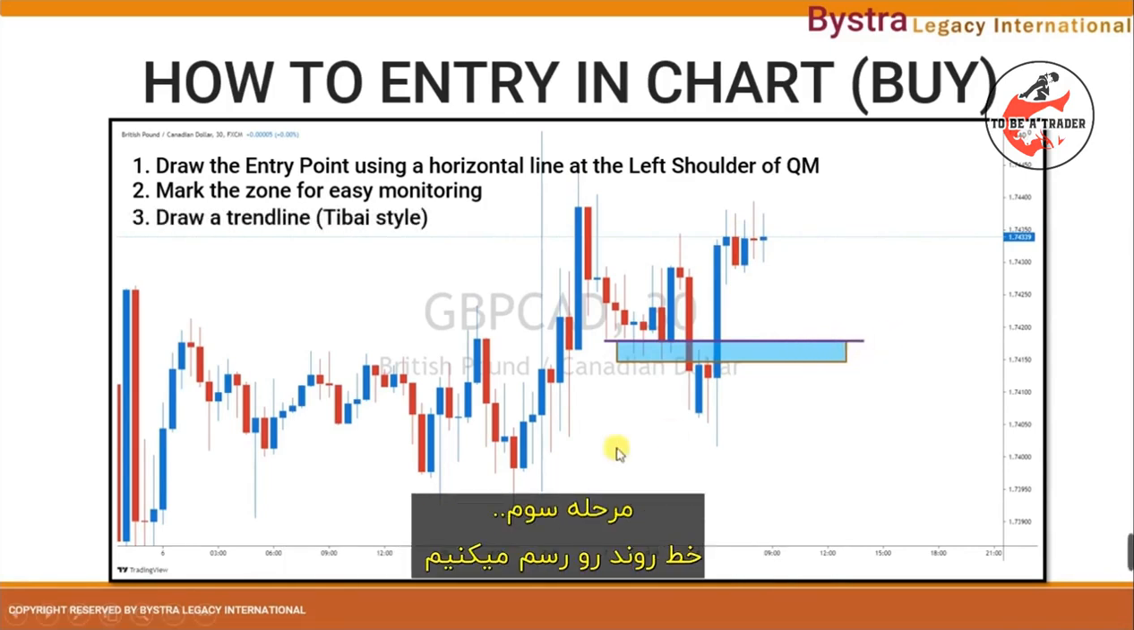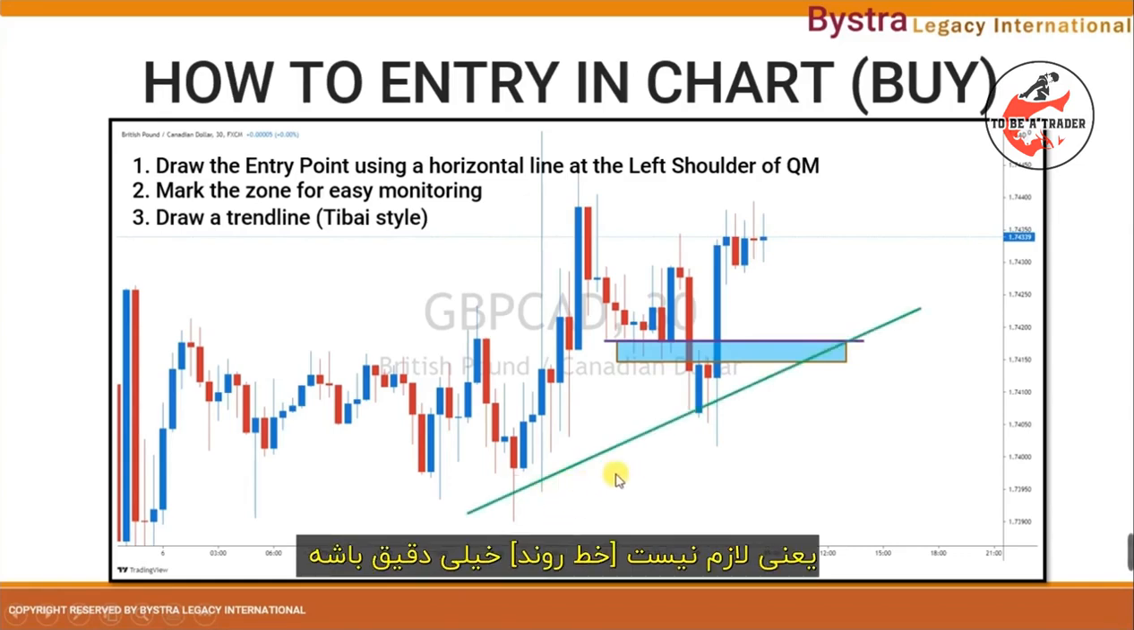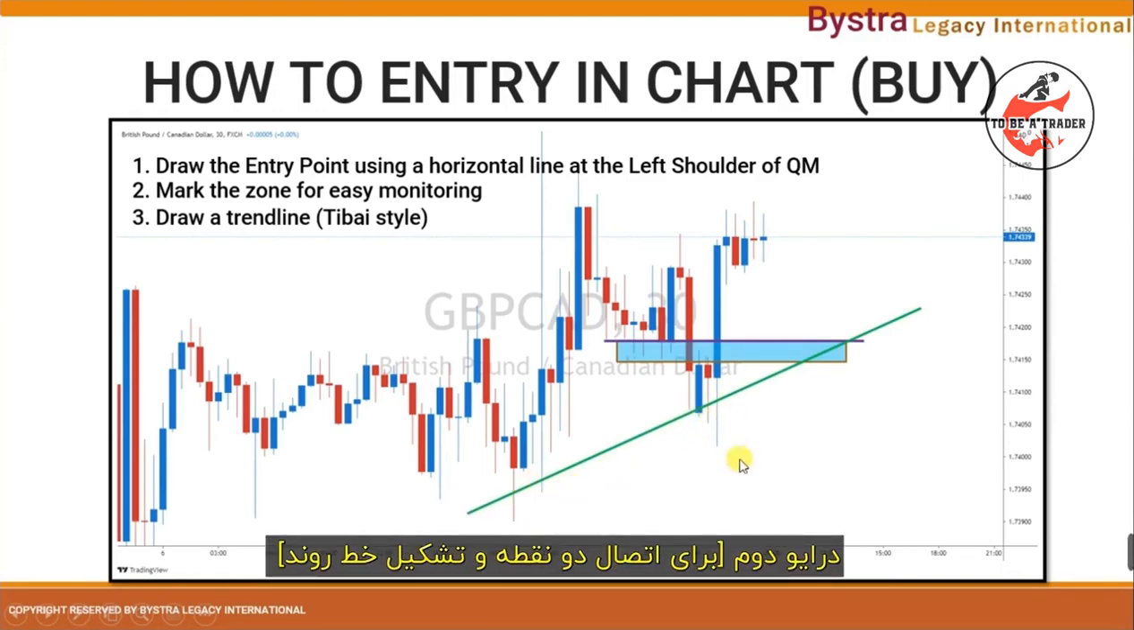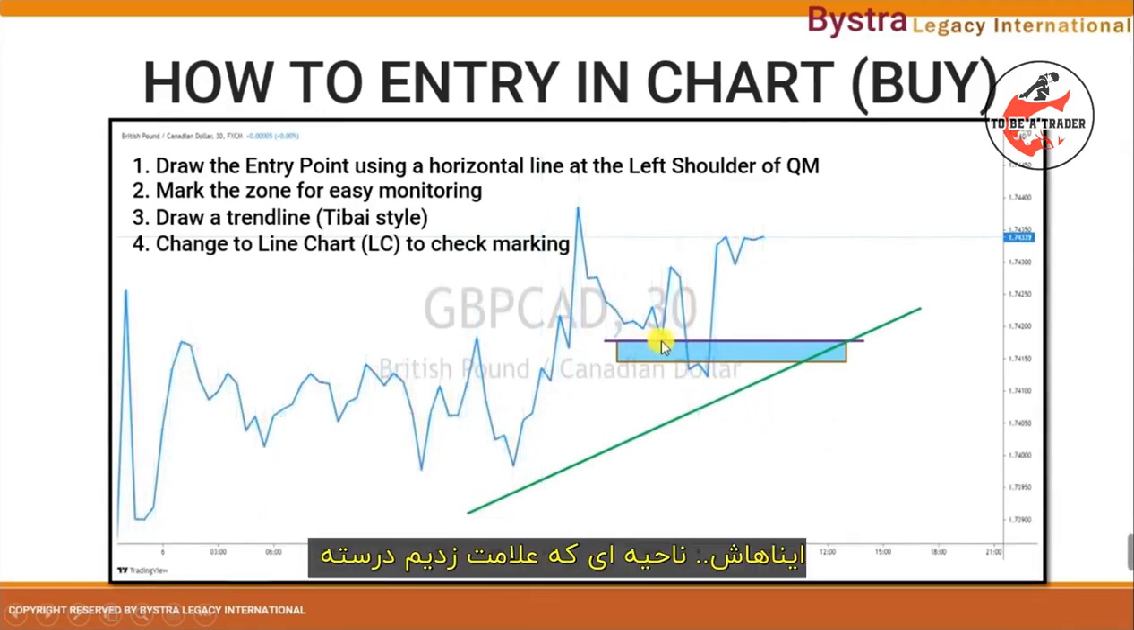Thirdly, we can draw the trend line. For the trend line, we can just use the T-bar style. It doesn't have to be accurate. It doesn't have to be from a specific point, just as a confluence of price, you see. So this is the first drive, second drive as a confluence. Then the fourth one, we change to line chart. Here we go. So our marking is correct.